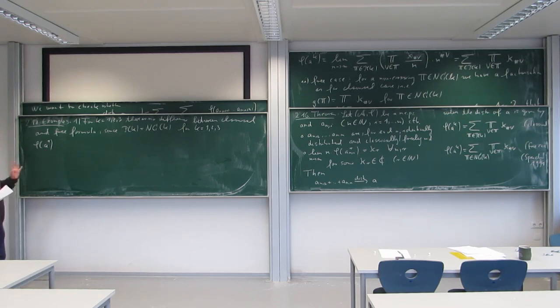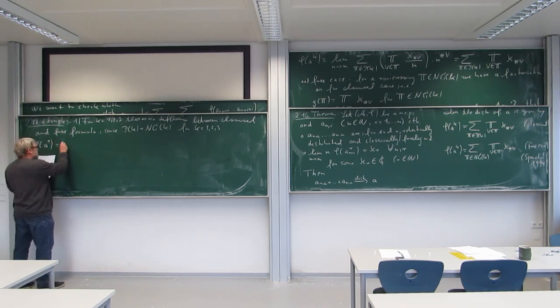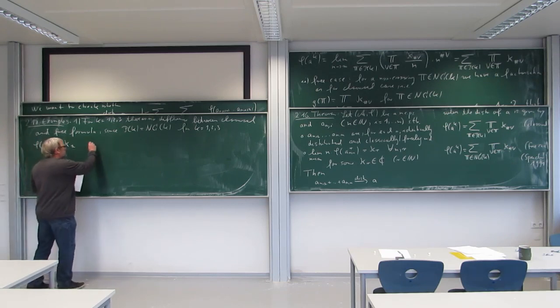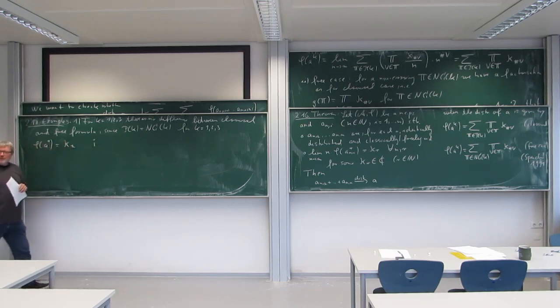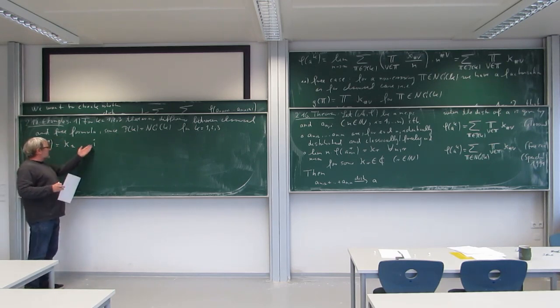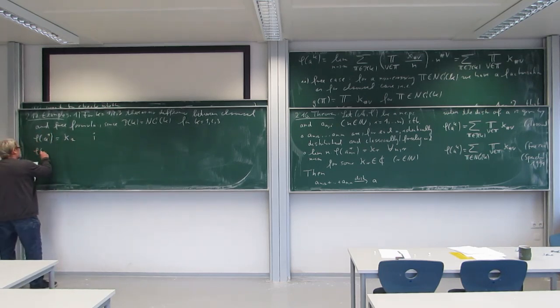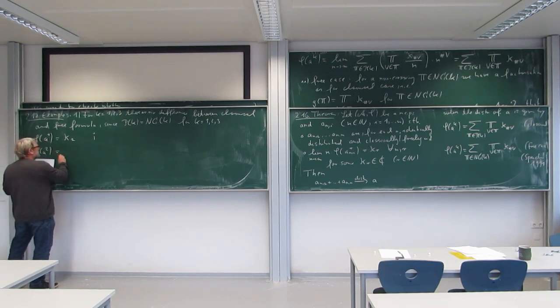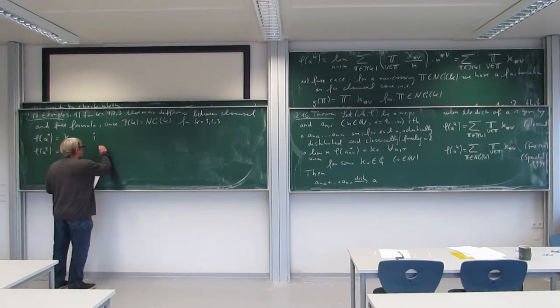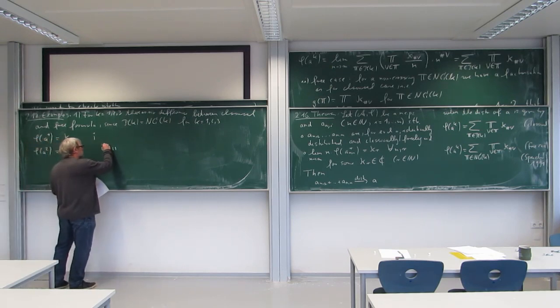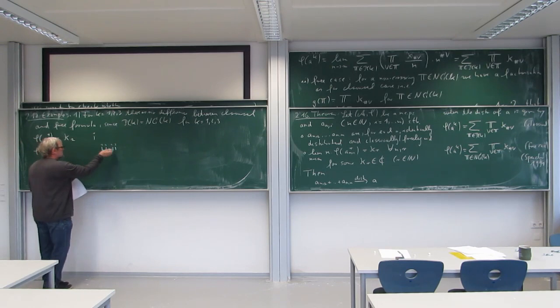Maybe let me write them down just to make clear the structure of the formula. So the first moment of A, what is this? This is just kappa 1, because I have to sum over partitions of one element, and there's only one partition of one element. The contribution is a kappa where the index is the number of elements. So this is just kappa 1. Then what is the second moment? There I have to sum over the partitions of two elements, and there are two of them: {1,2}, and {1},{2}.